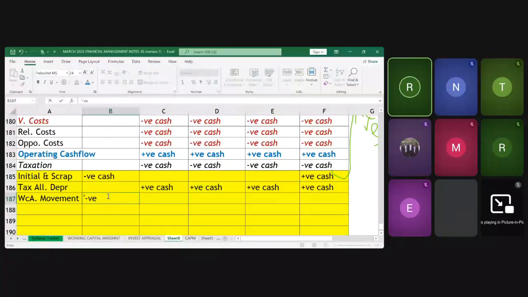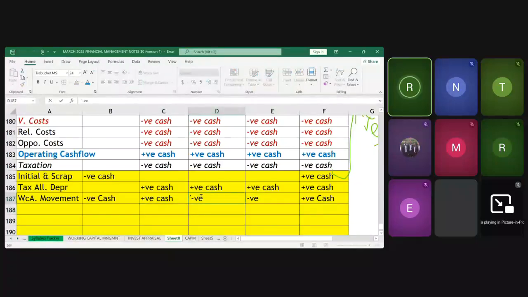You are going to inject as a negative cash in year 0, and whatever that you have invested should be recovered or recouped in the final year as a positive cash in final year. But in between, it all depends with the computations that you have made. Sometimes you can see positive, sometimes it could be negative. There is no trend in between. It all depends with the computations that we have done.